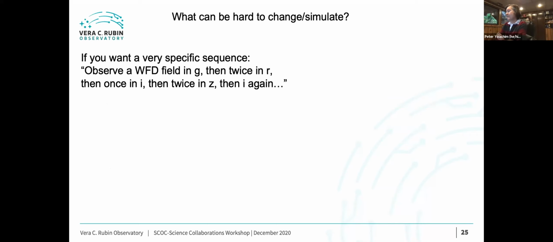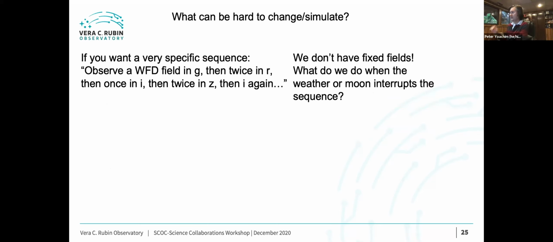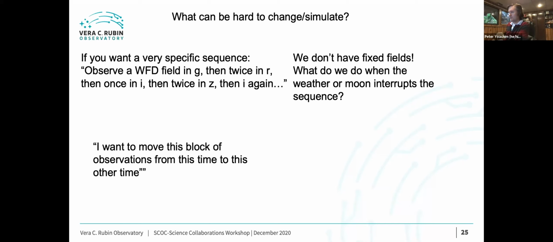If you want to observe a very specific sequence, say, night 1, you want to observe in G, and then night 2, you want to observe it twice in R, and then night 3 in I, this is hard to do because we don't have fixed fields. We're randomizing our tessellation every night. And we also need to know, what do we do when weather interrupts this sequence? What do we do when the moon comes in and interrupts this sequence? So this is really hard for us to encode, especially in our current format.